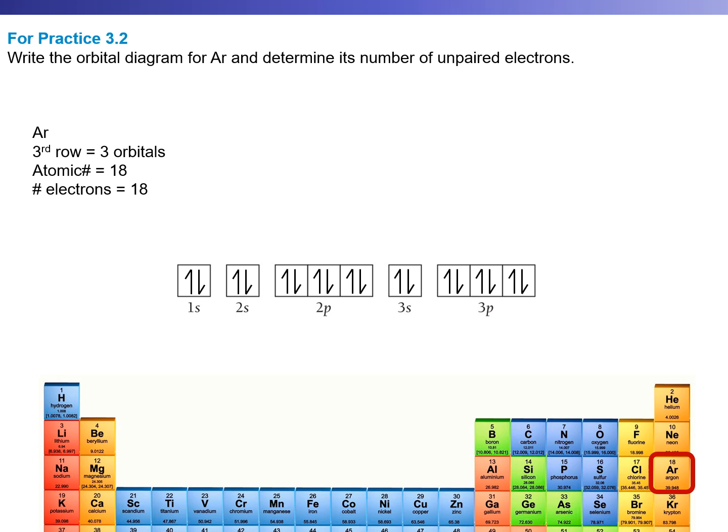But could we have predicted that without going through all of this? Well, as a matter of fact, we could have. And the reason why is that anything in that far right column, it's called column 8A, has a full valence orbital, which means that there will not be any unpaired electrons.